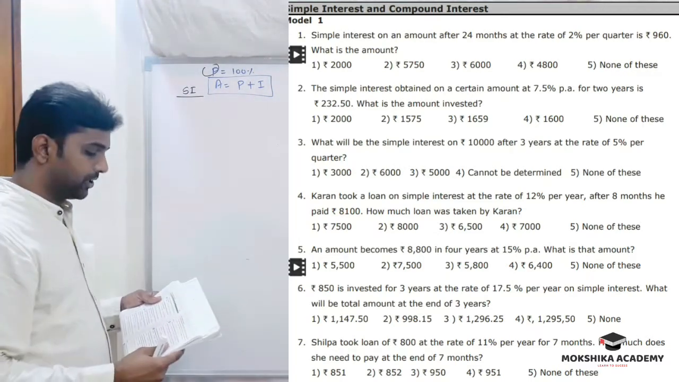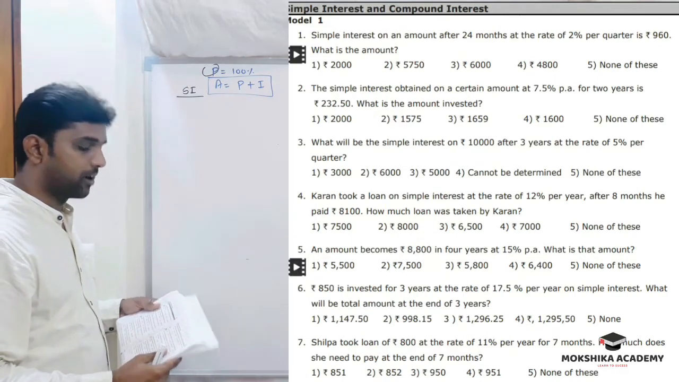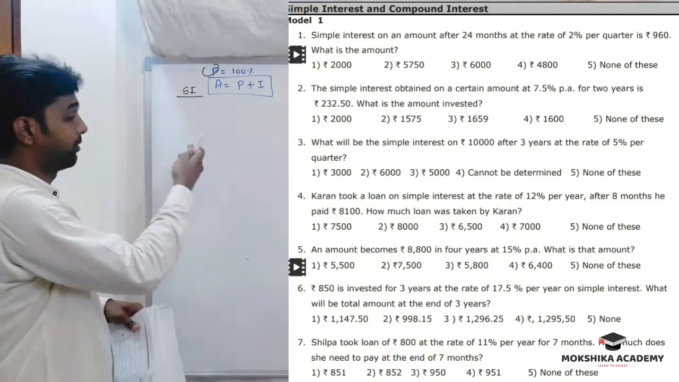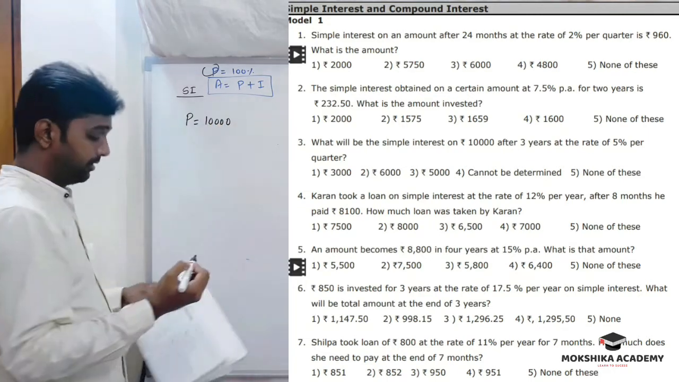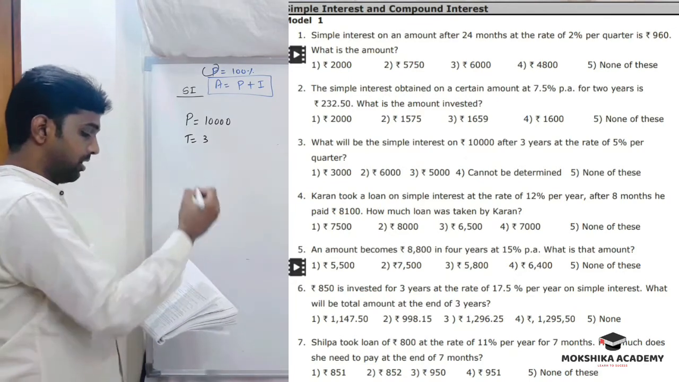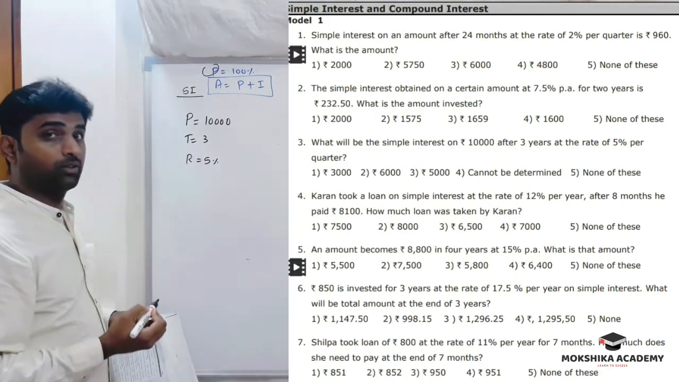What will be the simple interest on 10,000 after 3 years at the rate of 5% per quarter? So here we need to calculate simple interest. Principal is given, 10,000, and time is 3 years, rate is 5% per quarter.